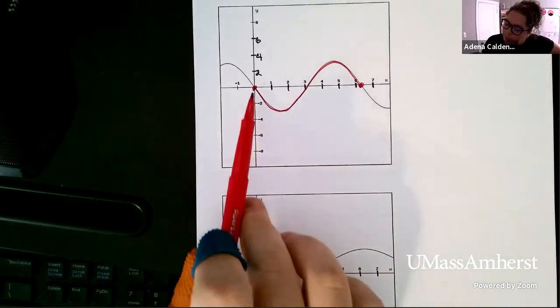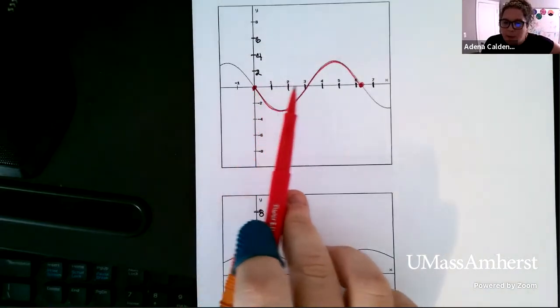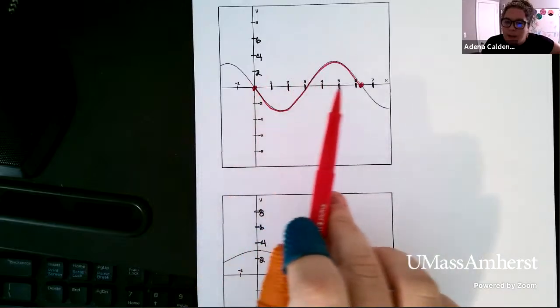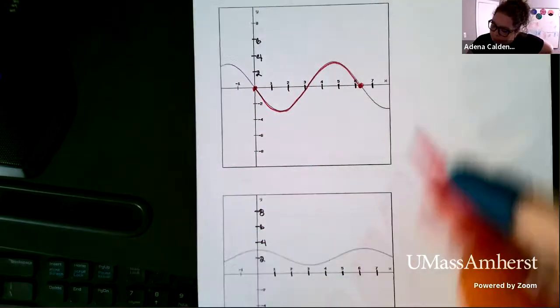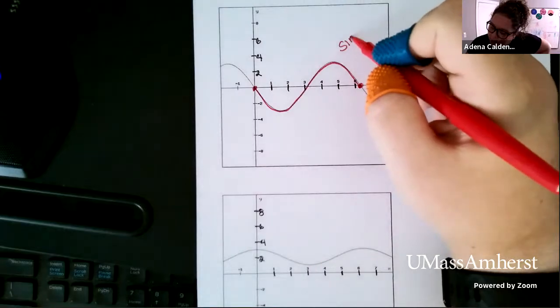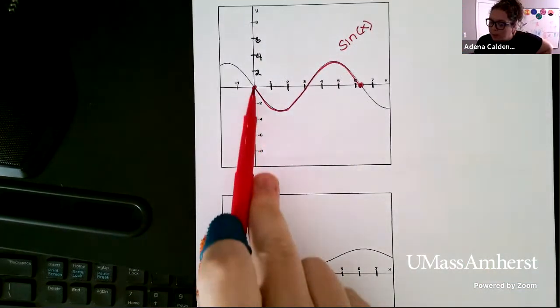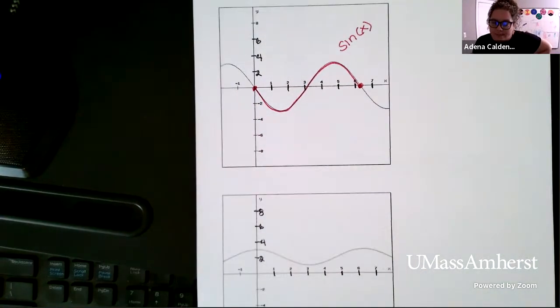So here, when I think about what's happening at 0, I notice that I'm in the middle, right? I'm not at a max or a min. And so if I'm in the midline, that gives me a clue that this is some sort of sine function. Okay, so again, if you start in the middle, we're dealing in sine.